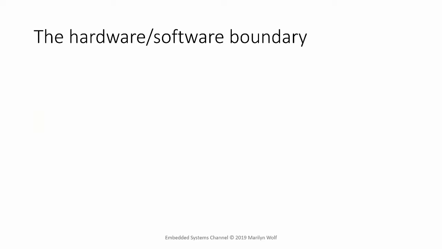The hardware-software boundary is characterized by several properties. How complex is the algorithm that we need to perform? If it's very complex, we're more likely to want to put it in software. If it's simple, we may think about putting it in hardware. Flexibility. Are we going to change it very often? The more frequently we want to change it or adapt it, the more likely it's going to end up in software.